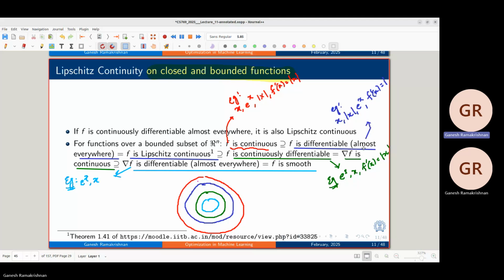So f is smooth is a kind of subset of f being Lipschitz continuous. By the way, I have more detailed proofs on the slide notes. x cube and x raised to 4 are not Lipschitz smooth. Yeah.